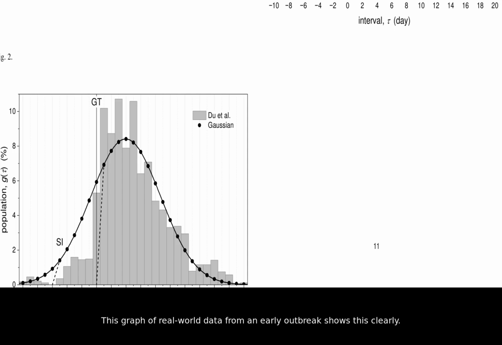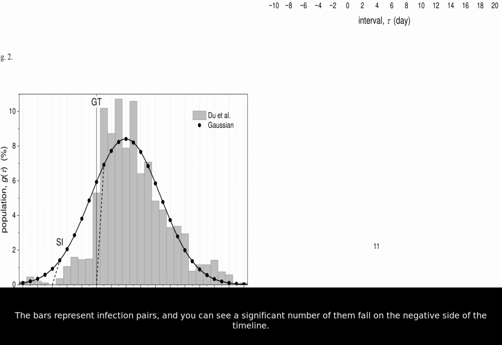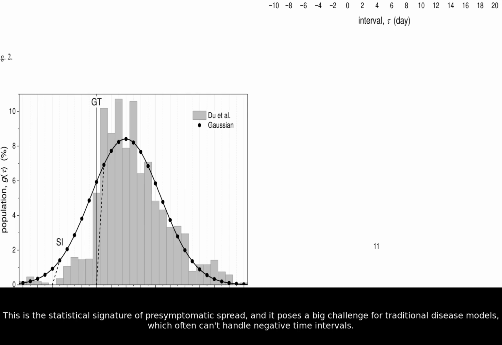This graph of real-world data from an early outbreak shows this clearly. The bars represent infection pairs, and you can see a significant number of them fall on the negative side of the timeline. This is the statistical signature of presymptomatic spread, and it poses a big challenge for traditional disease models, which often can't handle negative time intervals.